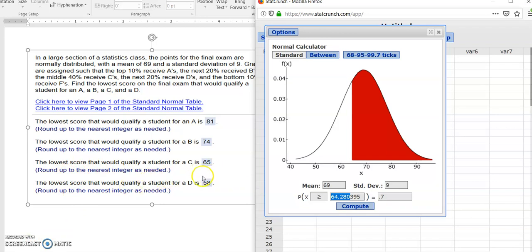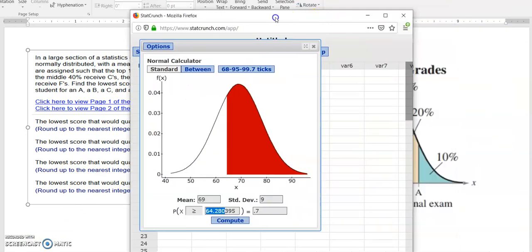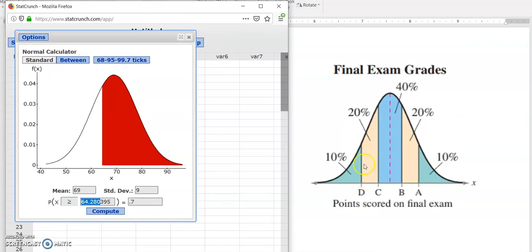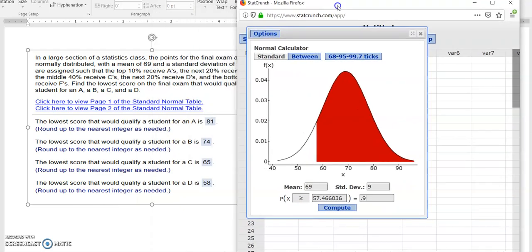And then for the D cutoff, right here is the D cutoff. So 20, 40, 20, 10. That's 90% of the curve is to the right, so 0.9. So the D cutoff, we round that up to 58.